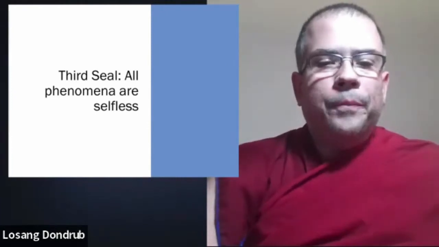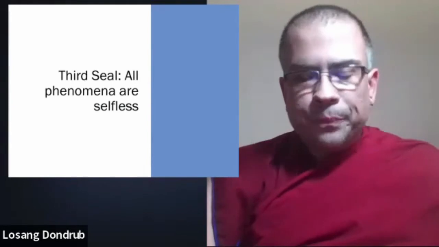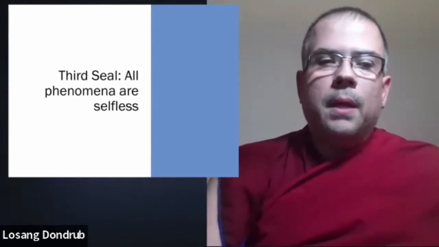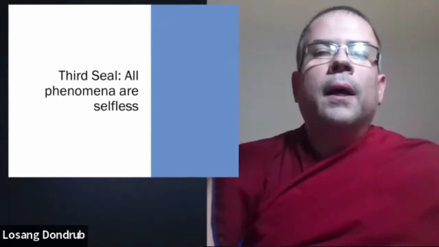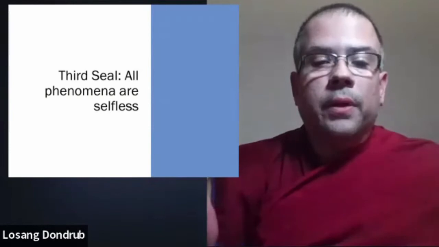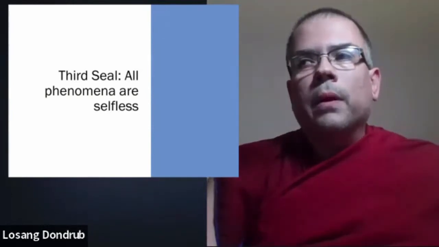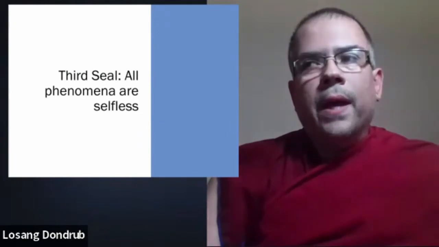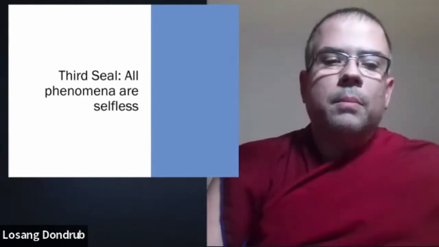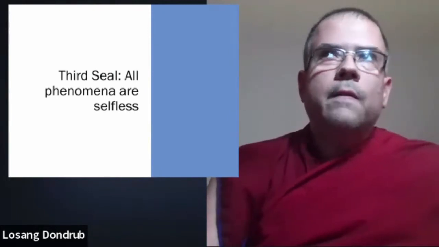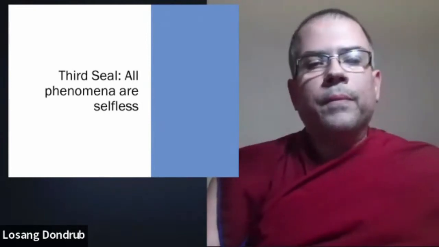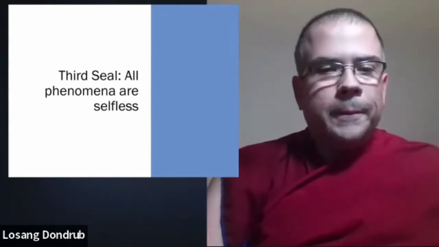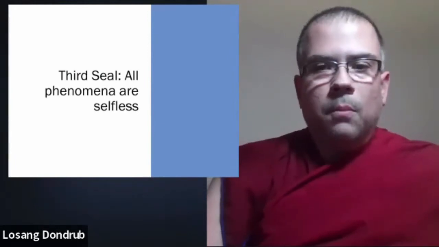Okay, so then the third seal is that all phenomena are selfless. And here again, as I mentioned last time, the concept of selflessness we won't be able to get into until the fourth class. But what we're saying here is that in order for it to be a Buddhist doctrine, it would have to present the wisdom that all phenomena are characterized by selflessness, by a lack of findable, inherent, intrinsic, self-supporting, self-existent essence. But we'll look at that in more detail in the last class.